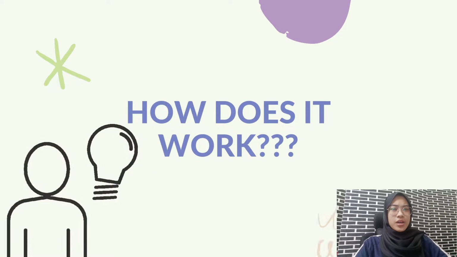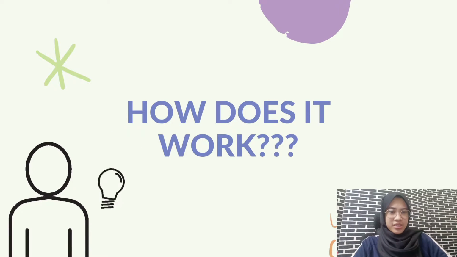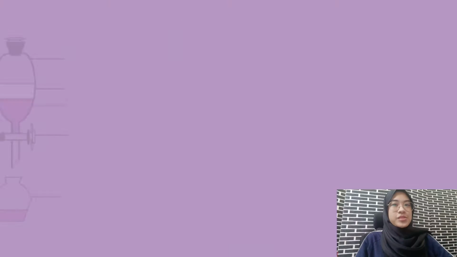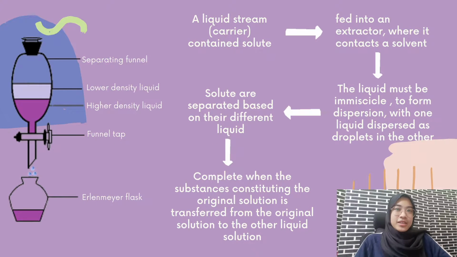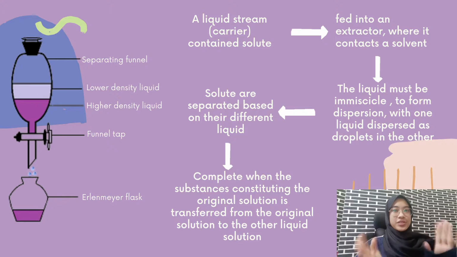Okay, so how does this liquid-liquid extraction actually work? Let me explain. In a liquid-liquid extraction unit, a liquid stream containing the components to be recovered is fed into an extractor, where it contacts a solvent. The 2 liquids must be immiscible or only slightly miscible. This allows them to form a dispersion, with one liquid dispersed as droplets in the other.